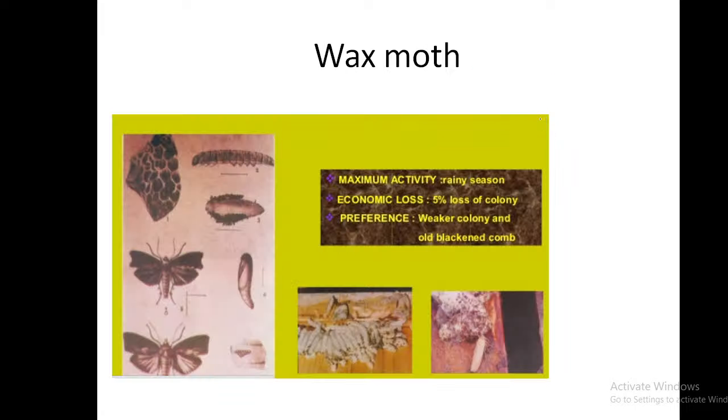And the next pest is wax moth. Wax moth is very active during the rainy season. And the wax moth causes serious damage to this honeybee. Wax moth, രണ്ട് തരമുണ്ട്. Greater wax moth ഉണ്ട്, lesser wax moth ഉണ്ട്. That is Achroia grisella, the lesser wax moth, and Galleria mellonella is the greater wax moth.